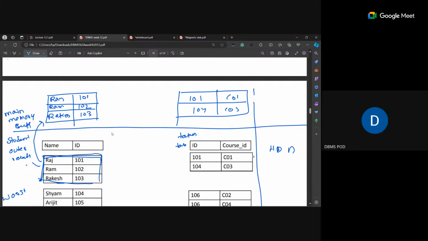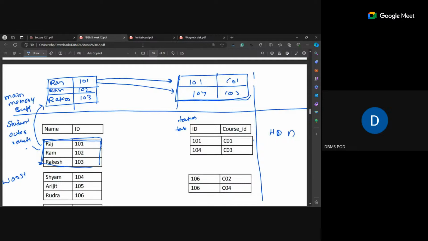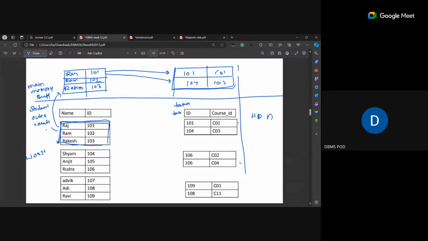Now Raj 101, it will check with 101. If it matches, it will add to the result. Raj 104, it will check with 104. This tuple, if it matches, it will add to the result. After completion of 104, this tuple will move to the main memory, right? So how about the block which is already there, 101 and 104? That will be replaced with the new block.